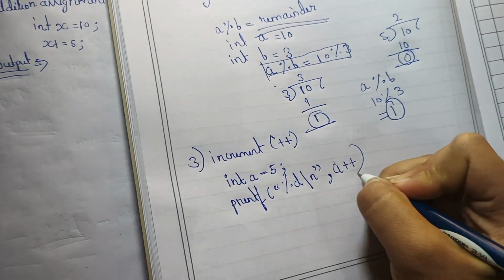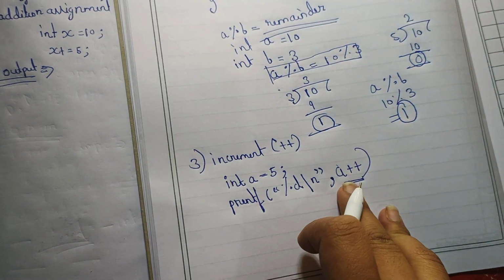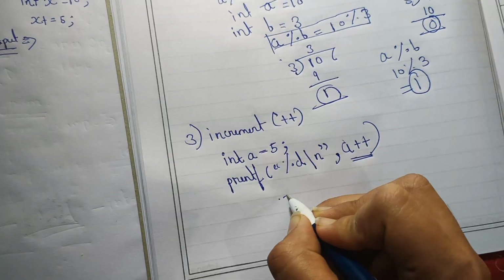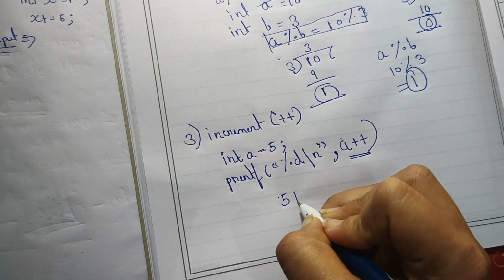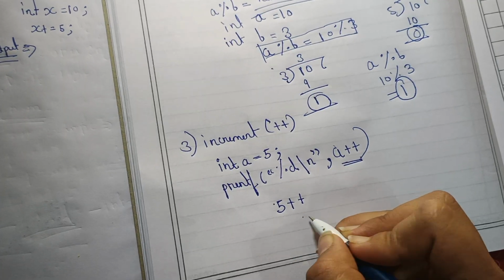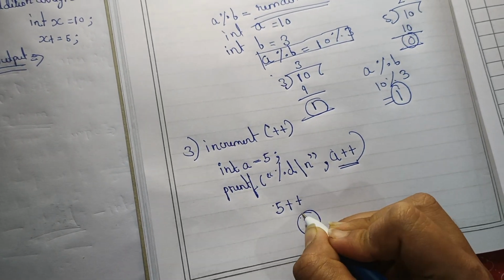plus plus. This is known as post increment. Post increment means, see, if you have the value 5, a plus plus means first it will print 5. Then the output will be 5.